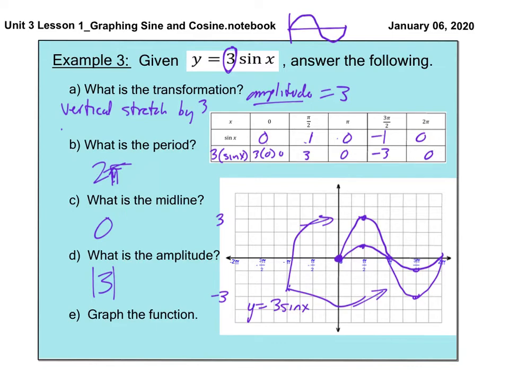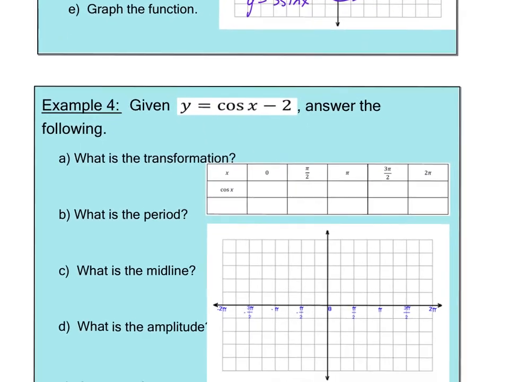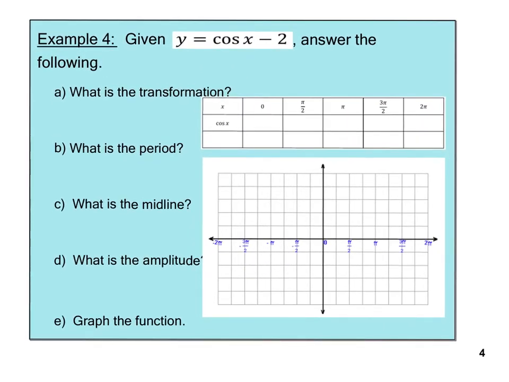All right, so let's move on. Now we're switching gears. We're looking at cosine of x minus 2. This minus 2 is outside of the rest of the function. So what this is going to do is move the whole thing down 2. We call that a vertical shift. This would be considered a vertical shift of minus 2.